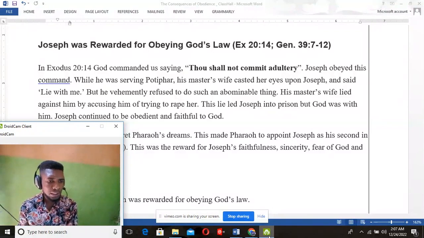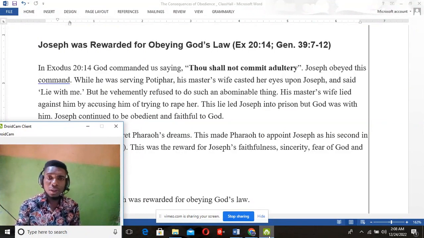So what we are looking at here is the instruction, which is thou shalt not commit adultery, how he obeyed the law, and the benefits. These are our three focus: the law, how he obeyed the law, and the benefits. That's it. In subsequent videos we can take time to discuss his full biography, if I may say so.